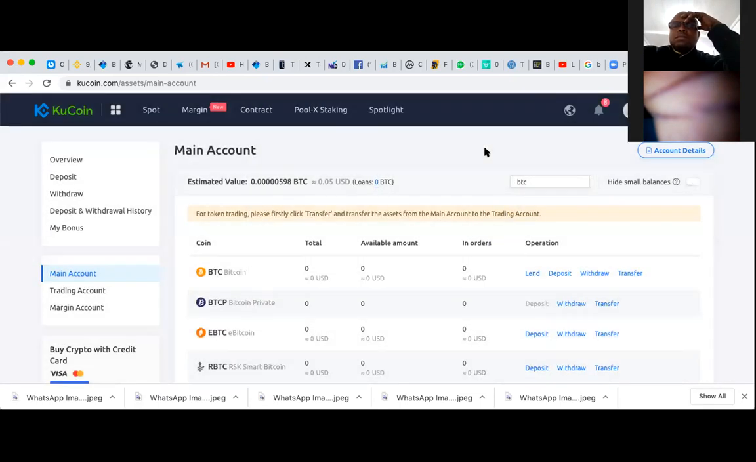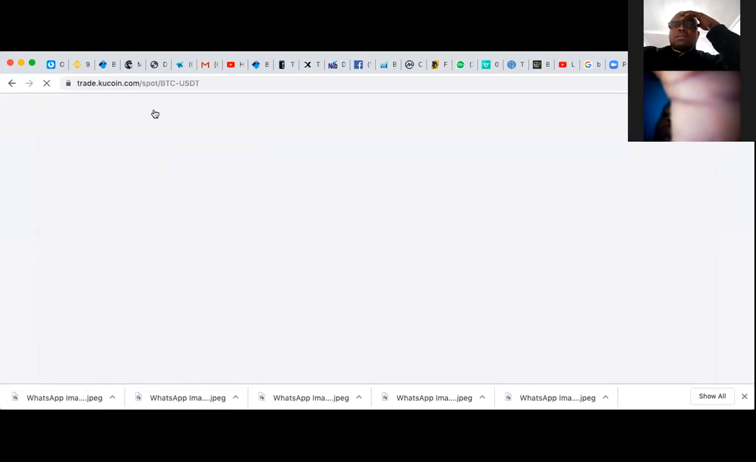So having transferred your money, now you want to start trading. You click on spot. You click on spot because that is the exchange trading. Click on spot.